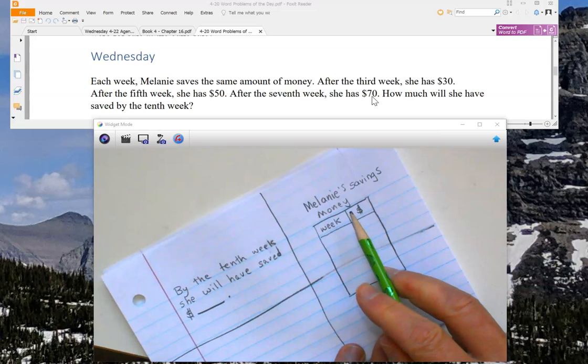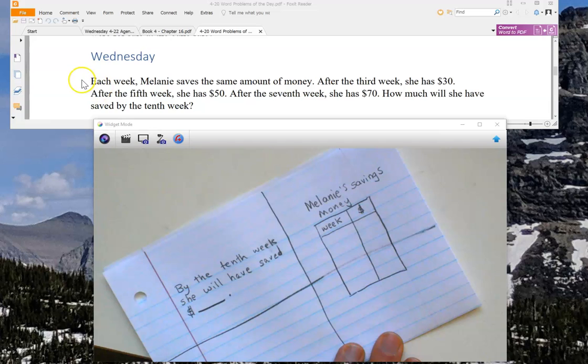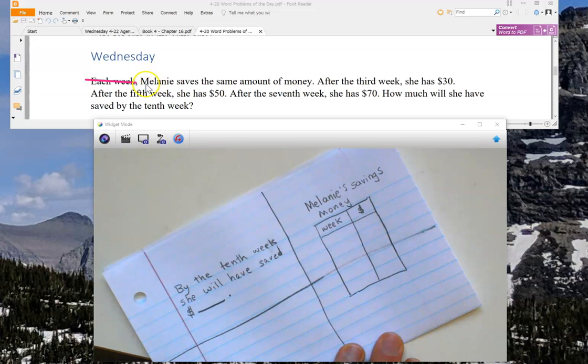Let me read it through and we'll see what we can add here. Each week, we don't really need that. Well, I guess we could use it here. We've got the word week, and we're going to talk about each week. She's going to be saving the same amount of money. So I'll cross that out. I'm done with it. Melanie saves the same amount of money. I'm going to use that just to remind myself that this is going to be a pattern. She's adding the same amount each time, so it's not going to increase or decrease.